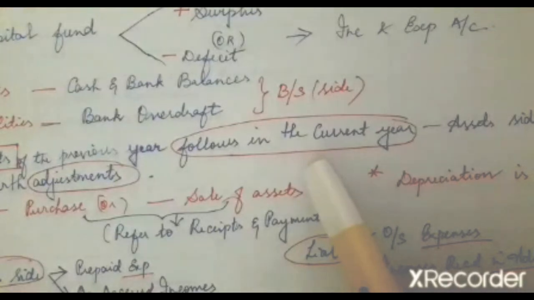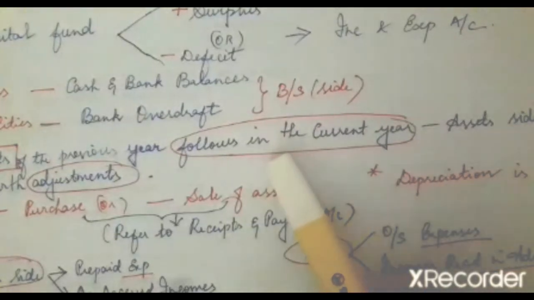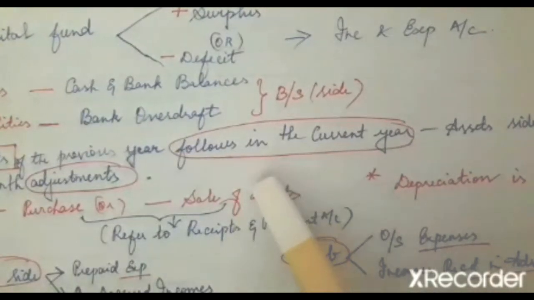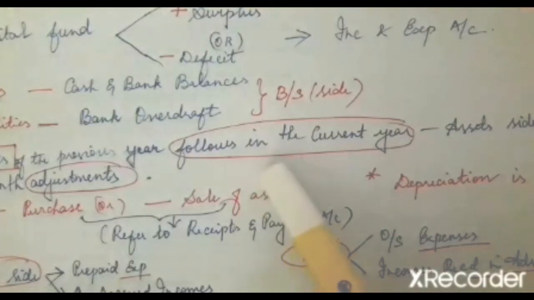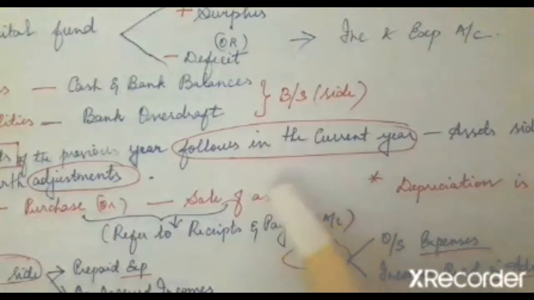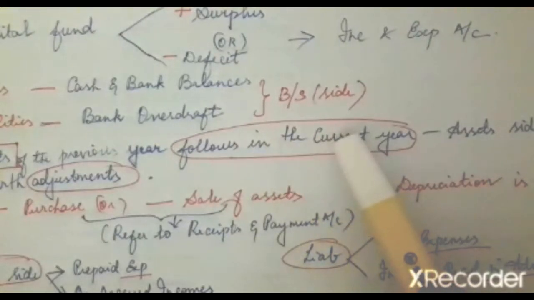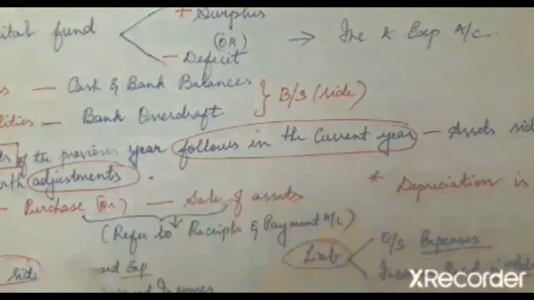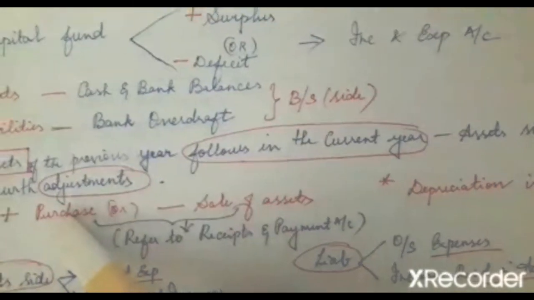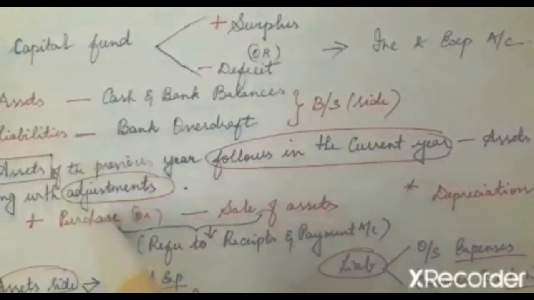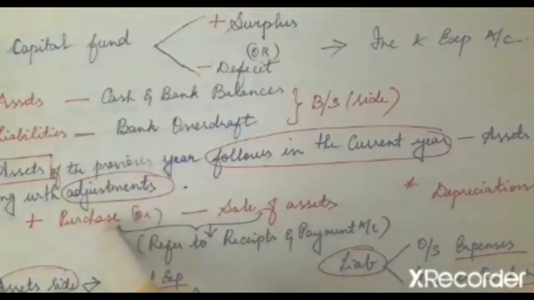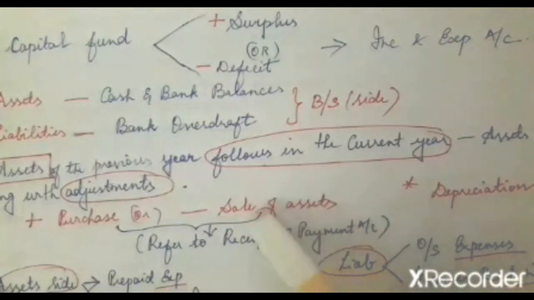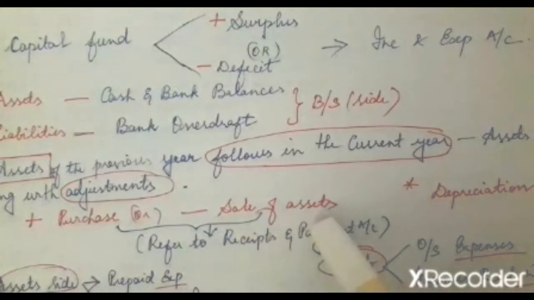Now, when there are assets that have been newly purchased, how do you know that? You can refer to your receipts and payments account. In the receipts and payments account, you will find some assets newly purchased, because that pertains to the current year. If there is any purchase, you have to add it to the previous asset value. And if there is any sale of an asset, that also you will find in the receipts and payments account, and it needs to be deducted from the actual asset.